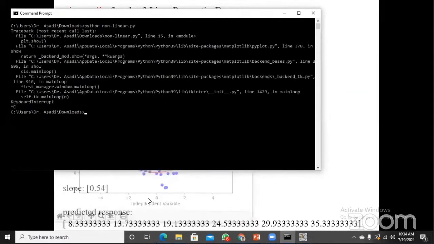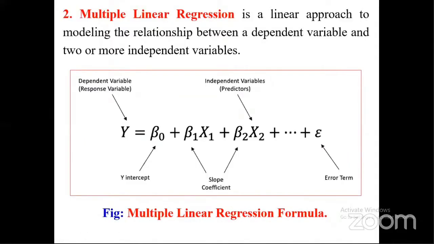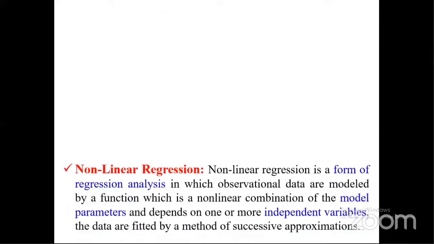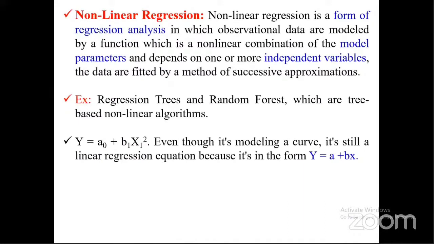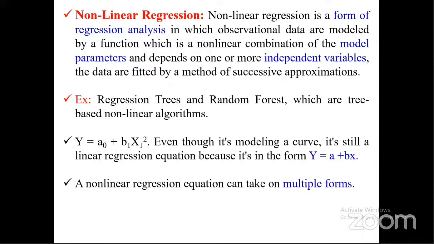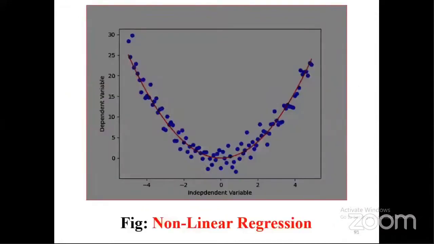Now if you see in this one, nonlinear regression, multiple, I mean y is equal to b0 plus b1x1, b2x2, etc. We are calculating y-intercept values, slope coefficient, error term, etc. Regression trees and random forest, which are tree-based nonlinear algorithms, we are using under nonlinear regression. This is the code I have used, nonlinear regression in Python. Okay, these are the results I got. I am showing them through my presentation.